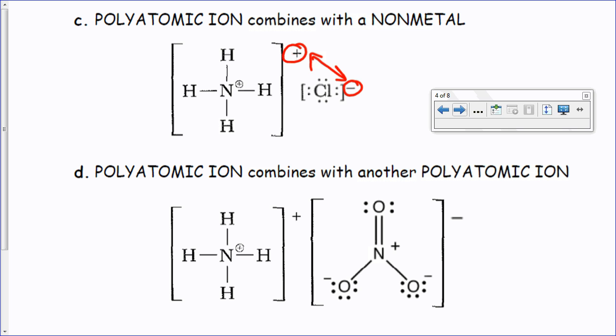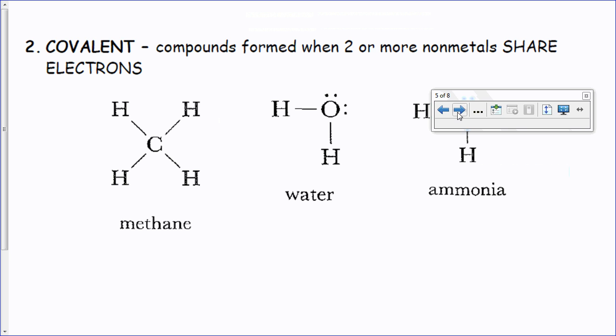The last scenario is when we have two polyatomic ions that are oppositely charged, attracted to each other to make an ionic compound, an ionic bond. That ionic bond is all about the positive and negative attraction coming to each other to make the compound.